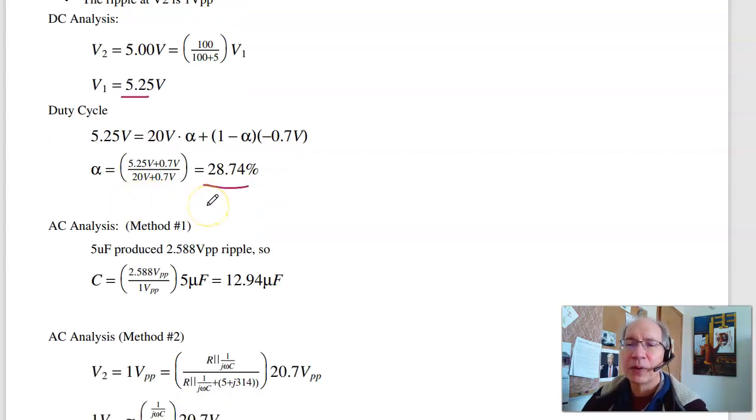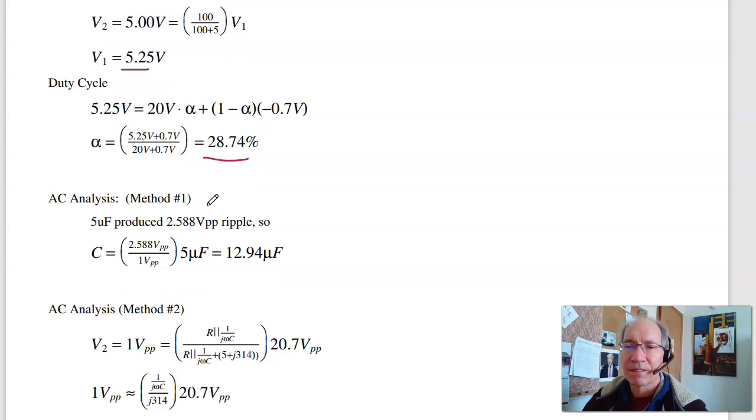For AC analysis, 5 microfarads produce 2.58 volt peak-to-peak ripple. That's from the previous problem. Just scale it. If I make the capacitor twice as big, I'll have half the ripple. So to make the ripple 2.5 times smaller, make the capacitor 2.5 times bigger. So that'd be my guess on capacitor.